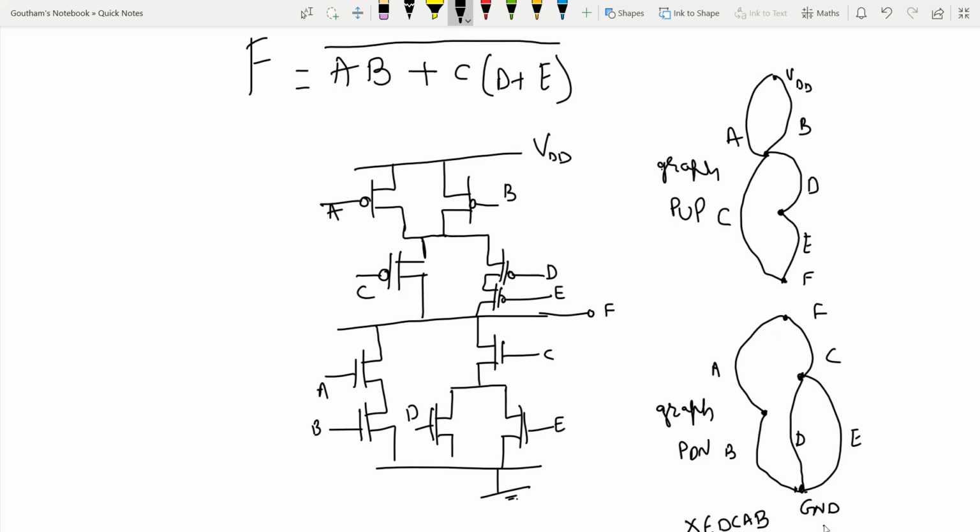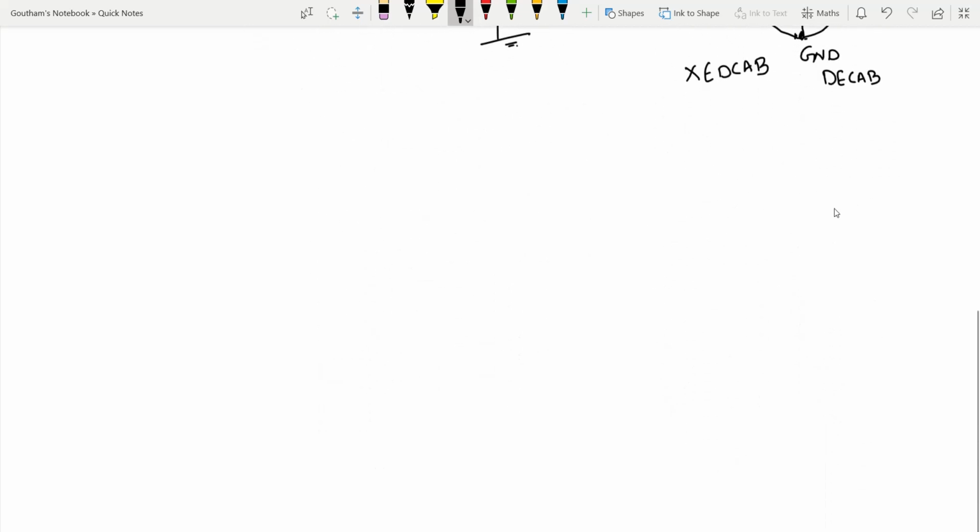DECAB. Okay, so DECAB is a path, so that is covering all the nodes and while traversing the edges only once, right? So this is DECAB. Okay, so DECAB is a path. Let us see here. DECAB is a path here too. Okay, so DECAB is satisfying this one too. So DECAB is my Euler's path.